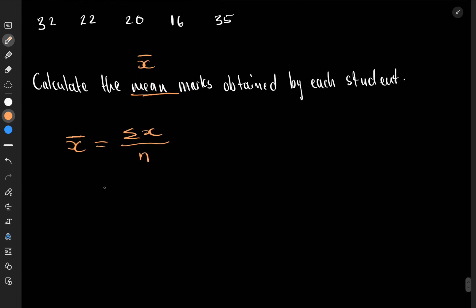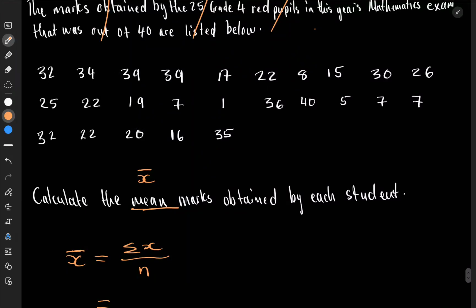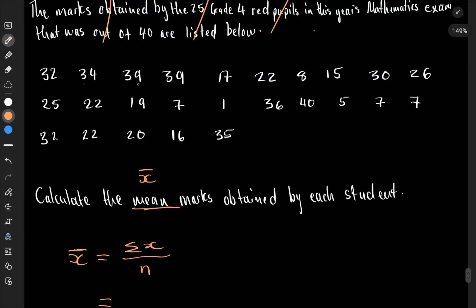Great. Now, what is it going to be? Summation of X, we just add all the values. You can put it in your calculator: 32 plus 34 plus 39 plus 39 plus 17. When you're adding, you'll be canceling as you go. So I say 32, then I cancel; plus 34, cancel; plus 39, cancel; plus 39, cancel; plus 17, cancel; plus 22, cancel; plus 8, cancel.